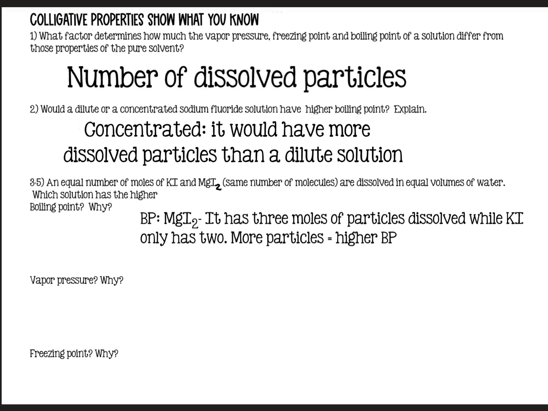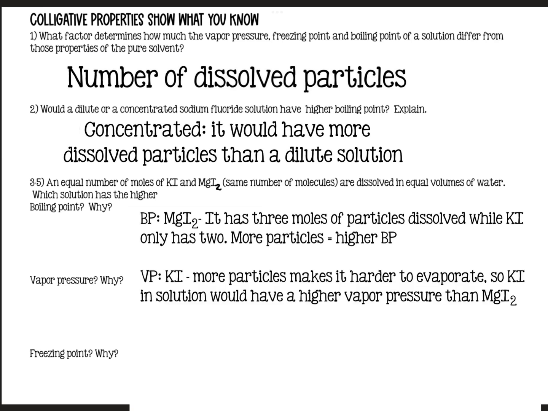Magnesium iodide will have the higher boiling point because it has 3 moles of particles dissolved, while KI only has 2. More particles means you have a higher boiling point. Potassium iodide will have the higher vapor pressure because more particles makes it harder to evaporate. So KI in solution would have a higher vapor pressure than MgI2.